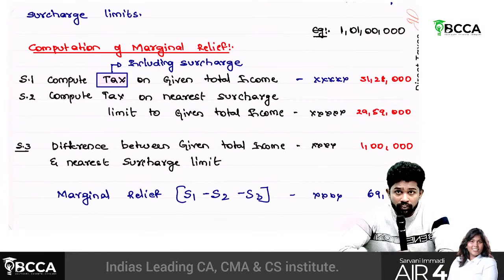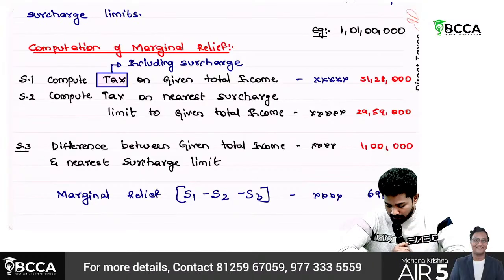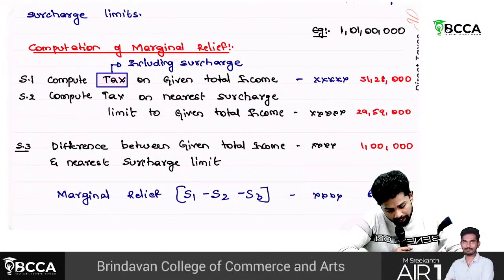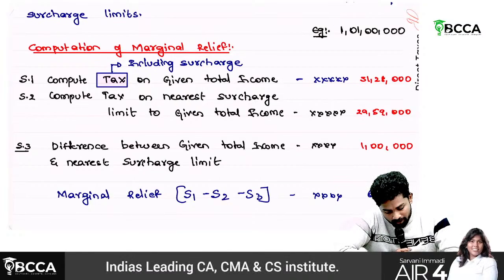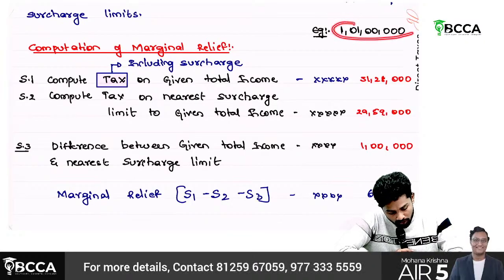This we did towards the end of the class yesterday, so that's why I'm explaining again. We have taken the given total income in the last class as how much? 1 crore, 1 lakh.